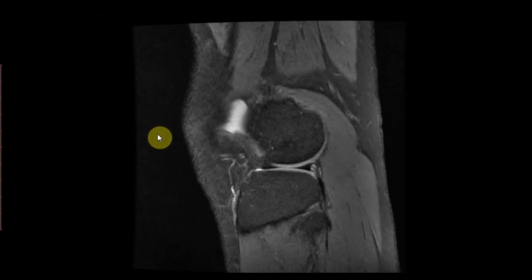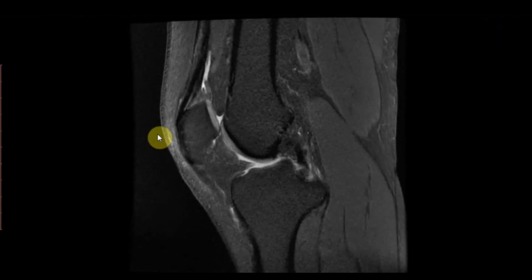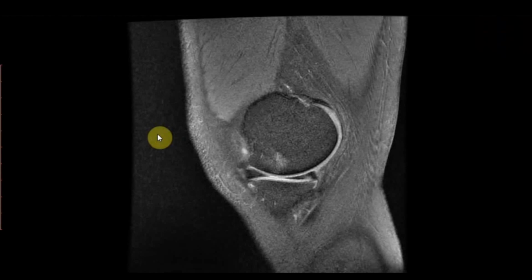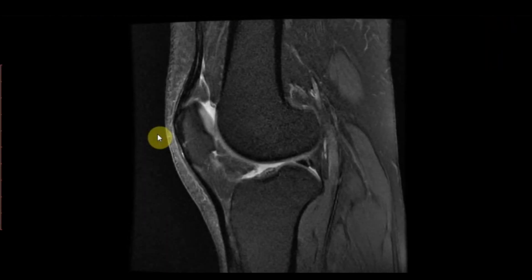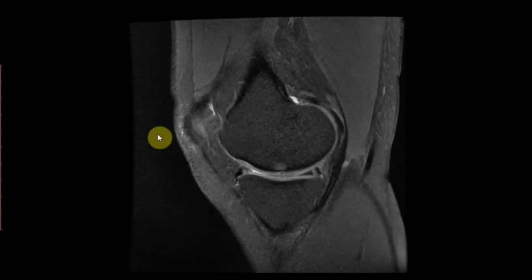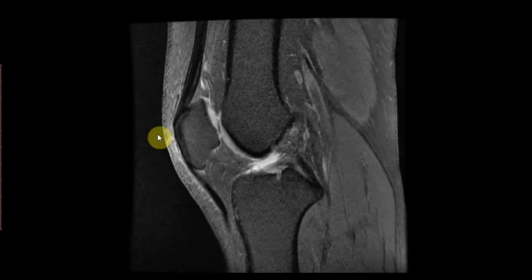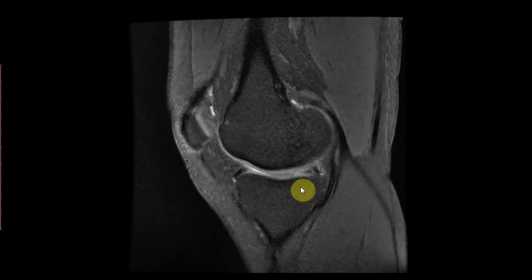Okay, so this is a case of a 34-year-old male, and he's also a case of chronic ACL tear. There is no obvious joint effusion, or just minimal joint effusion seen. And the ACL is lying over here over the tibial plateau. The posterior cruciate ligament is showing buckling.